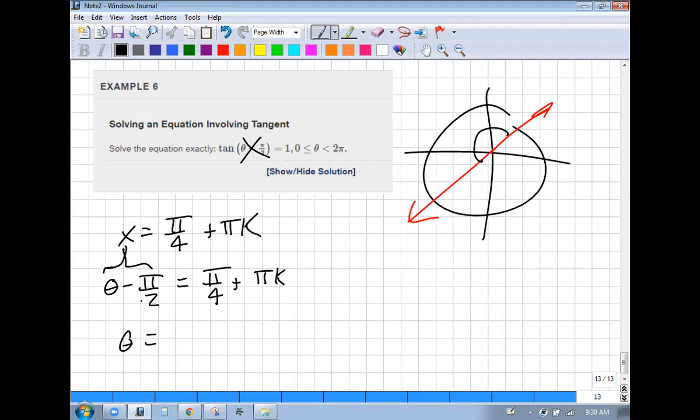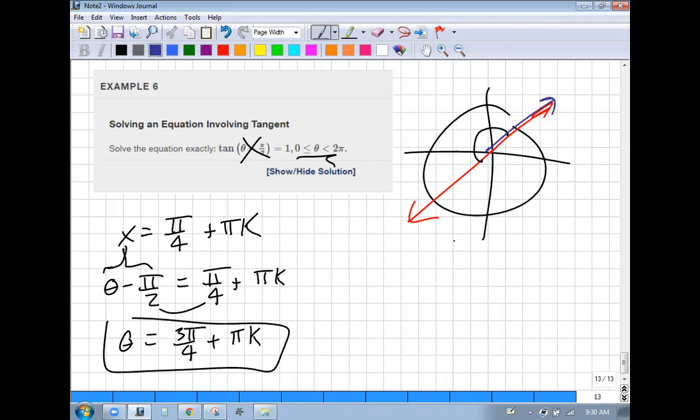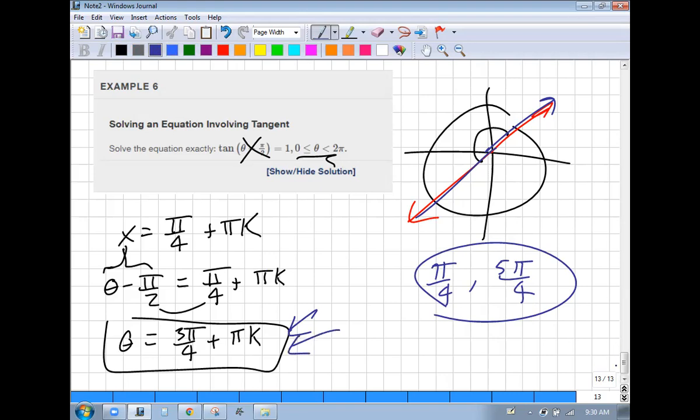So if I add pi over 2 to both sides, pi over 4 plus pi over 2 would be 3 pi over 4. So there's all the solutions, right? Of course, they only want the ones between 0 and 2 pi. Well, we could just look at it. Pi over 4 and 5 pi over 4, right? I want to make sure y'all can get all the solutions as well as just the 2 they're asking for, right? Because in the next section, they say solve for x, and they want all the solutions, okay? So you want to be able to do this stuff.